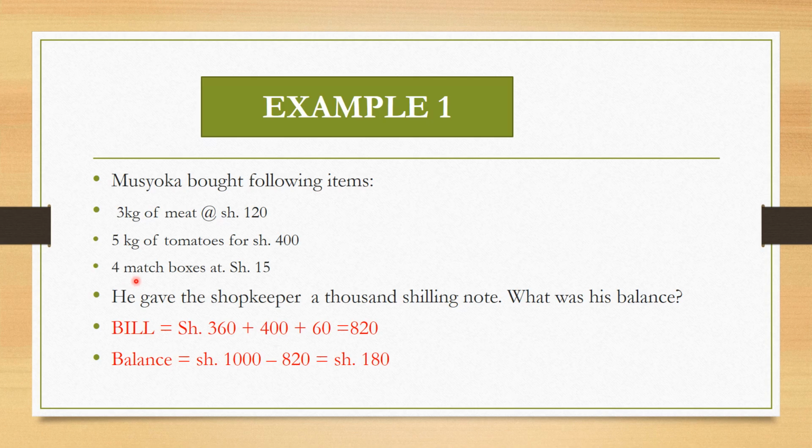Then 4 match boxes at 15. Also this one is the same as the first one. It represents the price of each item. So I'll multiply 4 times 15, which is 60. So what is my bill? My bill, after adding everything that Musyoka bought, is equivalent to 820. But the question is down there. He gave the shopkeeper a 1,000 shilling note. So what was his balance? Balance, you need to subtract. So 1,000 minus your bill, which is 820, will give us that Musyoka's change will be 180 shillings. Very easy.